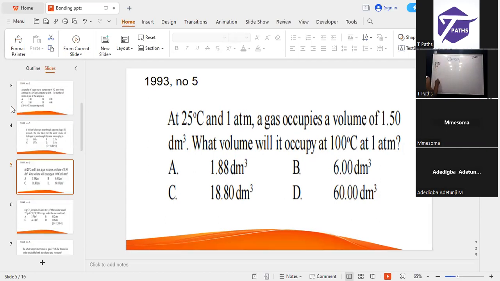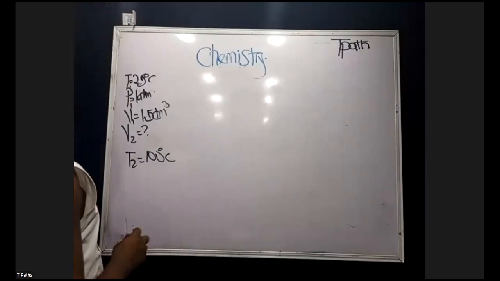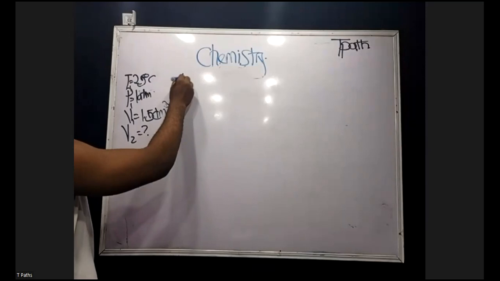A gas occupies a volume of 1.5 dm cube. What volume will it occupy at V2? This is V1, and T2 is 100 degrees Celsius. This is T1, P1 at 1 atm. So it is a constant pressure system. A constant pressure system, this is what? Charles' law.